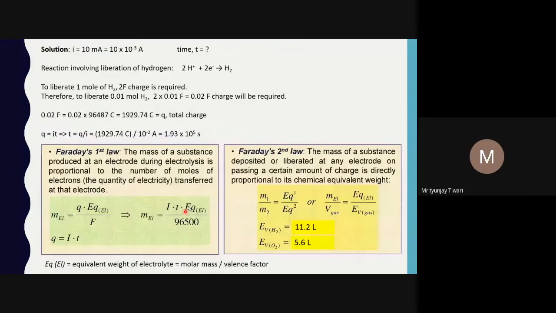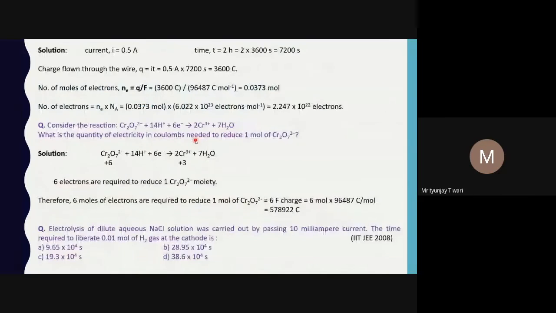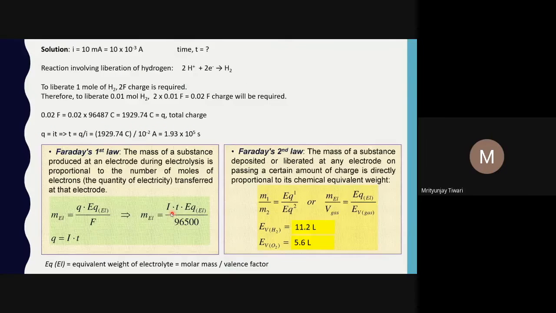So this should be 10 to the power 4 second somewhere again. So actually this value is the same. In the option, it is written 19.3 into 10 to the power 4 second. It means 1.93 into 10 to the power 5 second simply. So I have obtained the same answer.